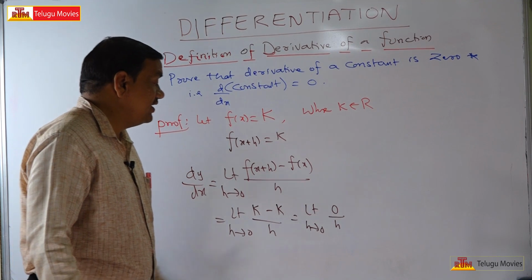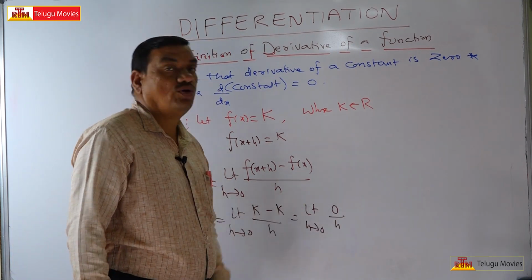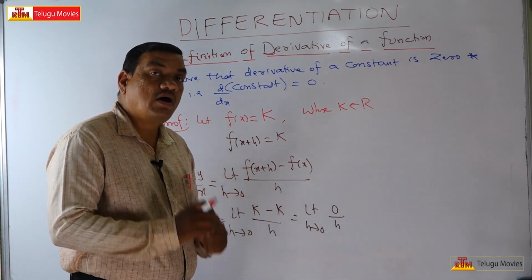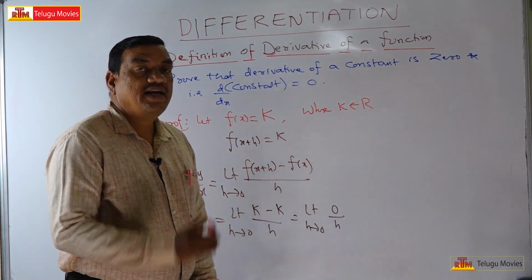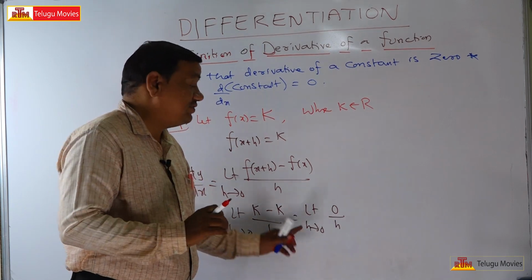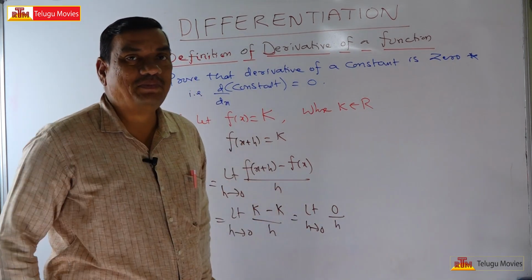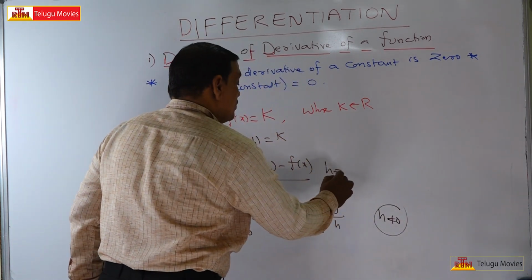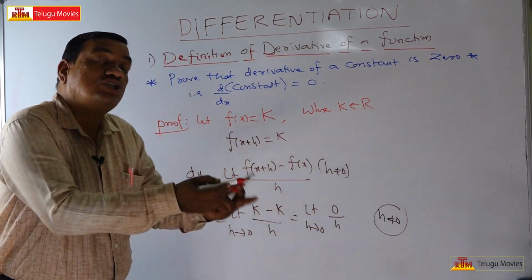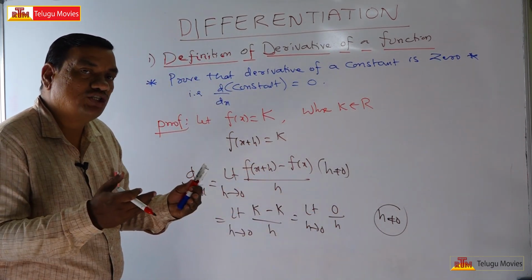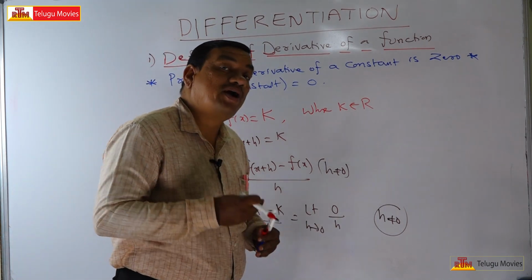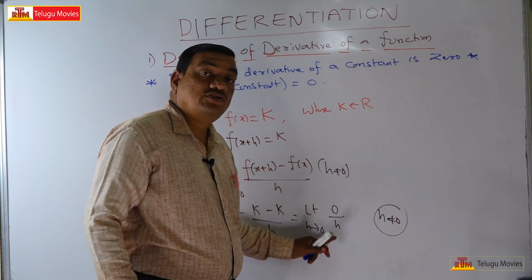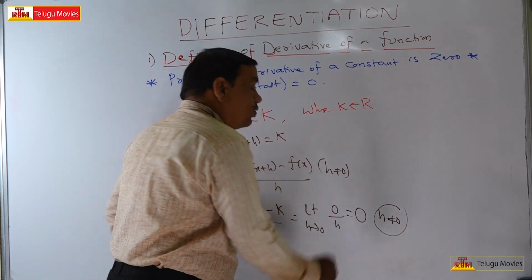Try to understand here. Don't substitute h value 0. Why? Because here h is not taking 0. H value is approaching 0. That means h is not equal to 0. H approaches 0 in both directions. That means h value is 0.999, 0.99 and so on, it is never exactly 0. That's why 0 by h value is 0.